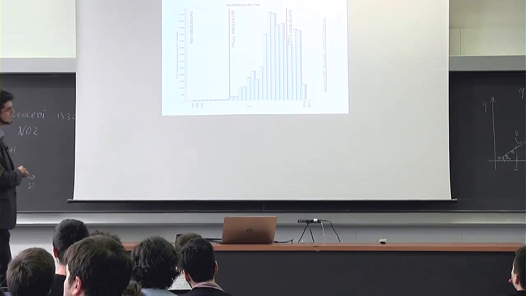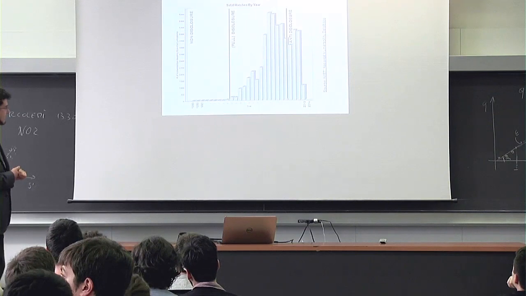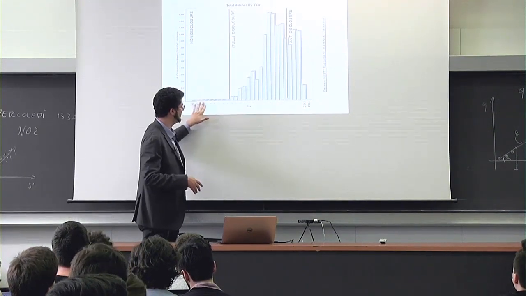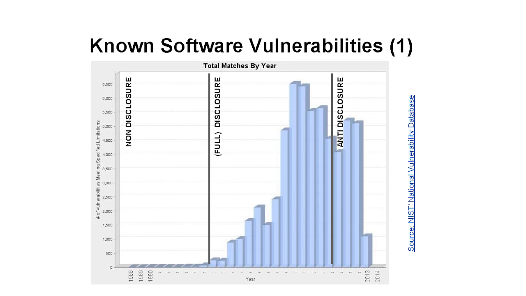Now, we can see different things happening in this database. We can see that there are very little, not to say zero, before the end of the 90s. This is the end of the 90s.